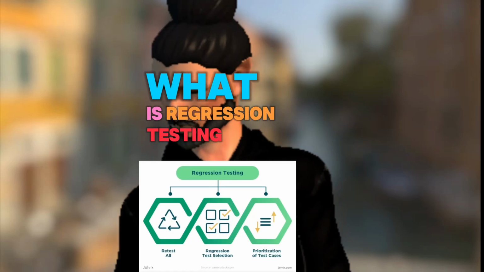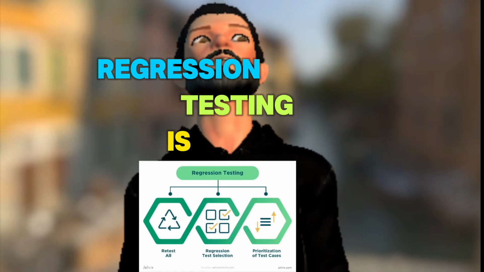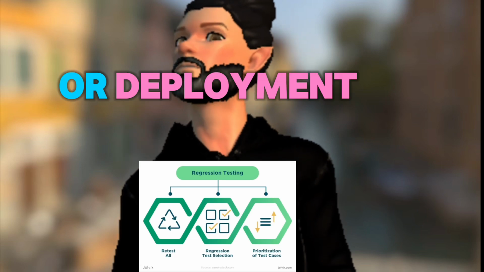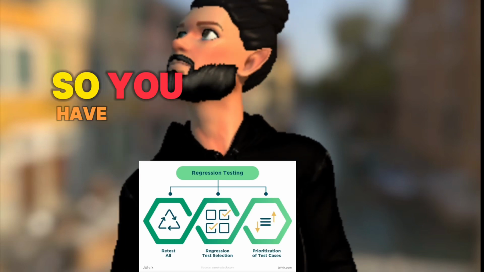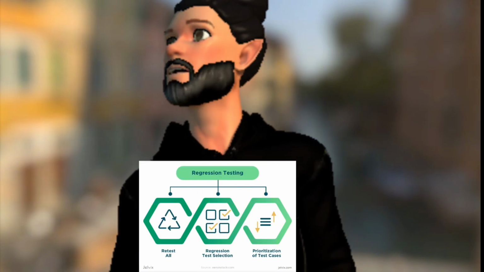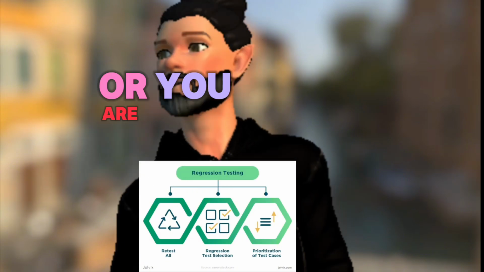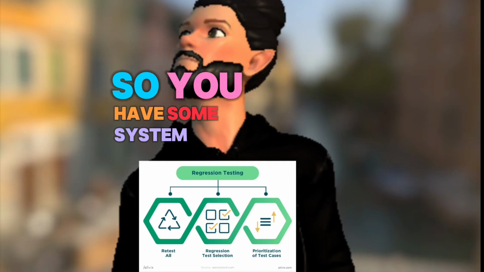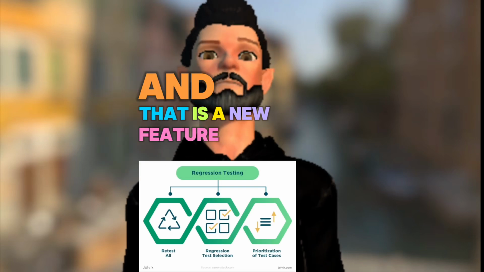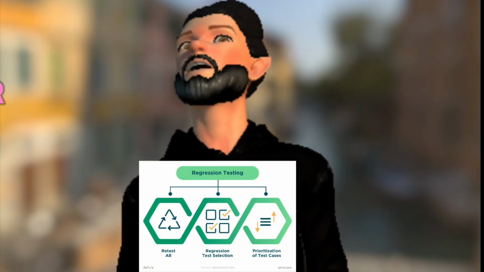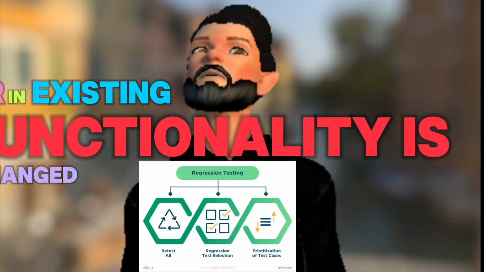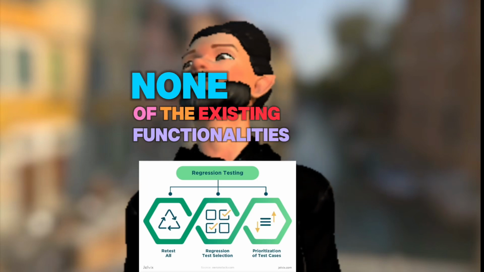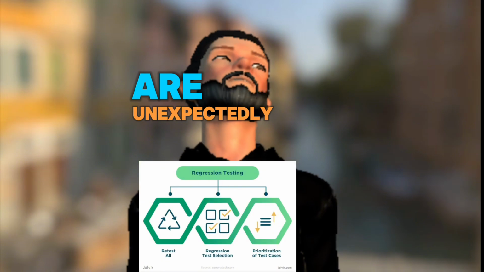What is regression testing? In short, regression testing is checking the existing functionalities when there is a change or deployment into our existing product. So you have a product, you have 20 functionalities, and you have automation or test cases to be executed. So you have some system beforehand, and there is a new feature added, or an existing functionality is changed. In this case, you make sure none of the existing functionalities are unexpectedly broken because of this change.